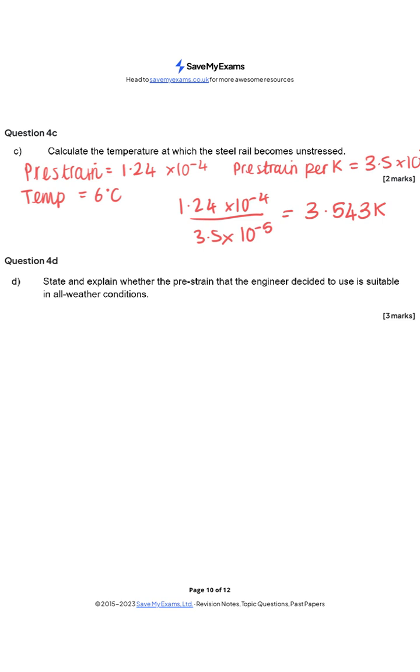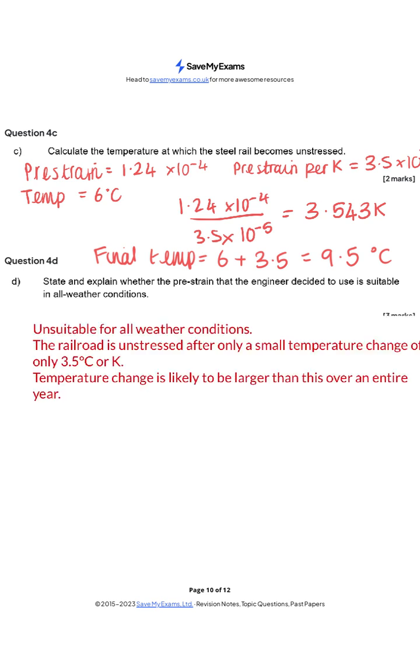Although Kelvin is a different scale to degrees C, 1 Kelvin is equal to 1 degree C when we're talking about a temperature change. So our final temp: it was 6 degrees before, but we've now added a change of roughly 3.5, so it's 9.5 degrees C. That is the temperature at which our rail becomes unstressed.